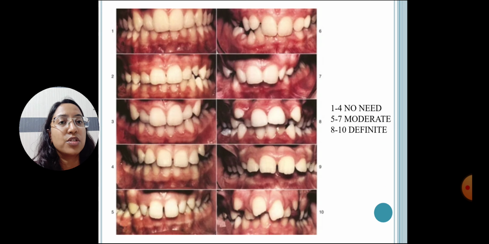So this photo shows the aesthetic component where 10 pictures are displayed. So the 1 to 4 indicate no need of orthodontic treatment, 5 to 7 indicate moderate need, and 8 to 10 indicate a definite need for orthodontic treatment.